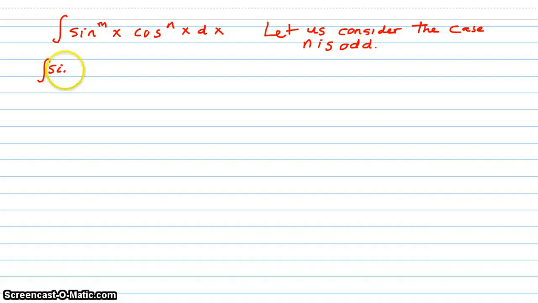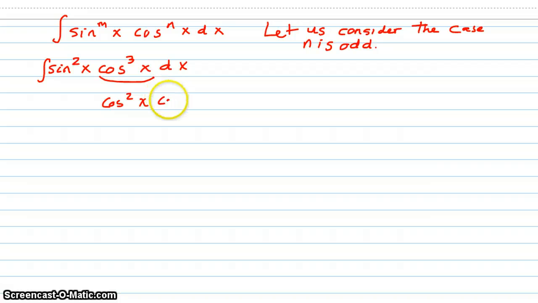sine squared x cosine cubed x dx. The trick here is consider the trigonometric term that has odd power and split that into cosine squared x and cosine x. One of the terms should be cosine x and the remaining term would also be written here, sine squared x dx. So that's what I have here.